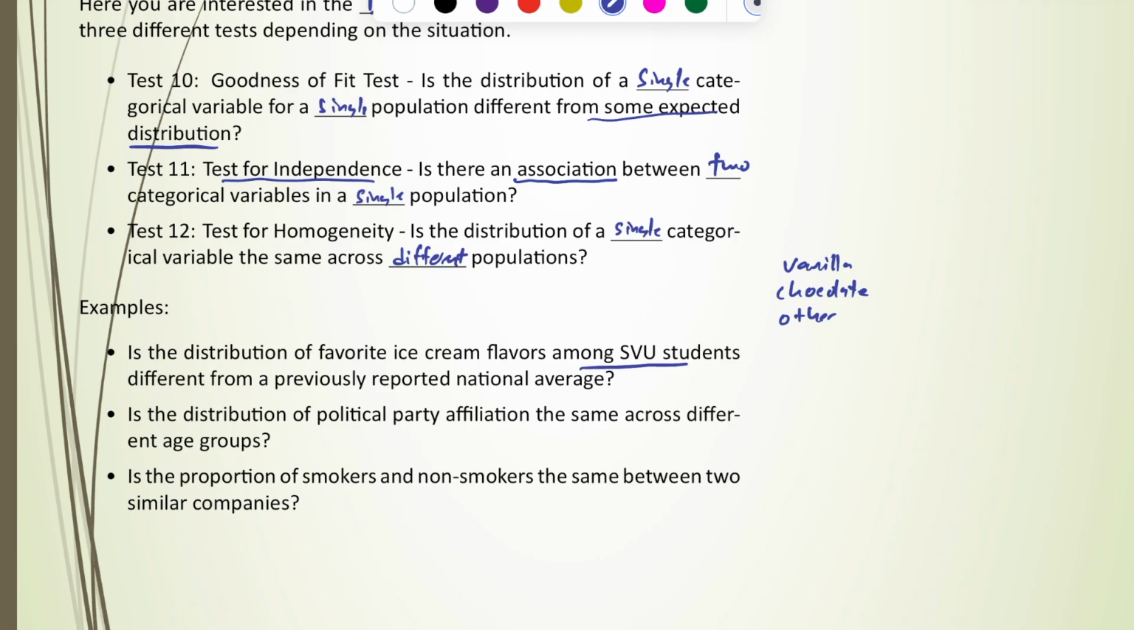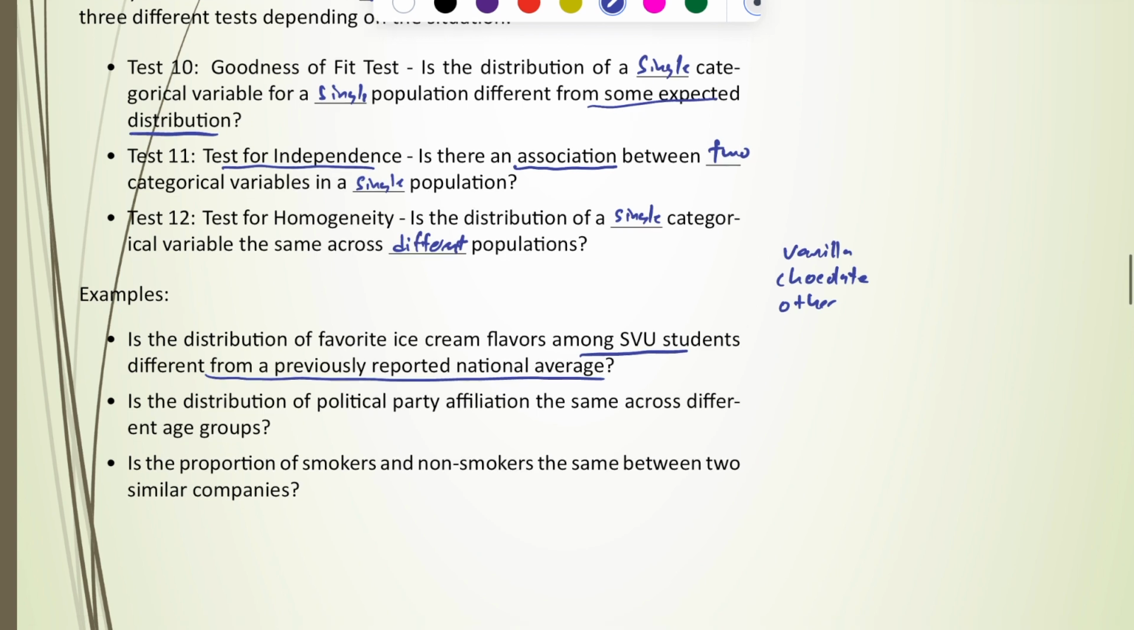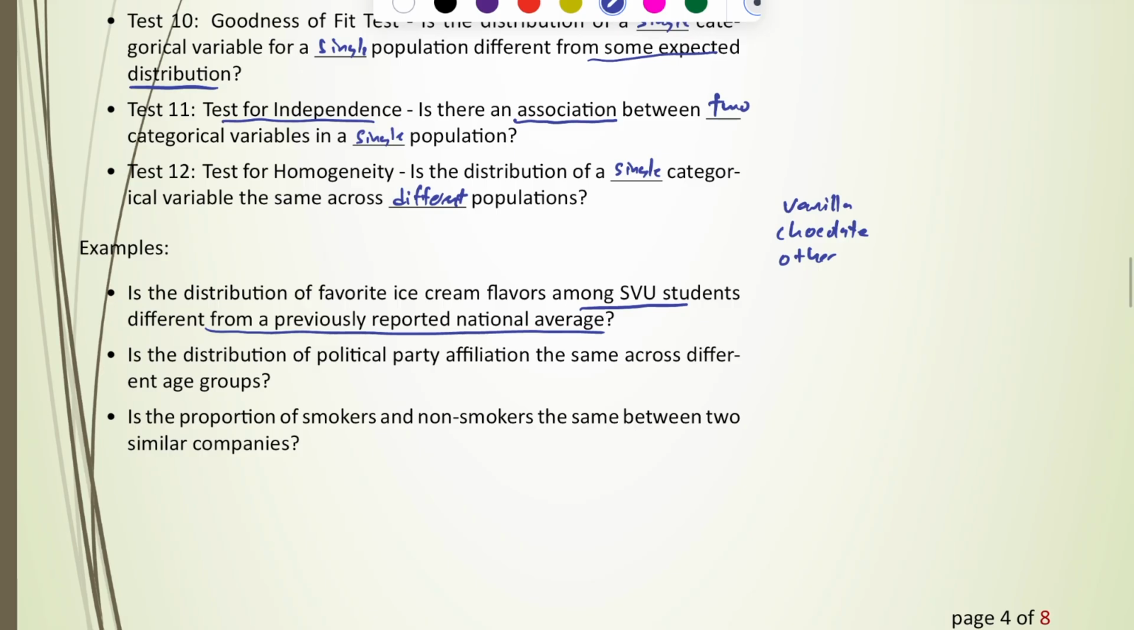Maybe Nielsen families surveyed, it got a national average or something like that. How do we compare with that average? Is ours statistically the same? I say statistically because it's not likely to be exactly the same, but is it close enough? Or is it statistically different? Is it significantly different? Is the distribution of political affiliations the same across different age groups?